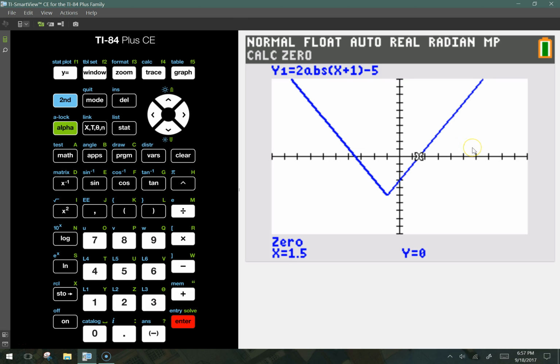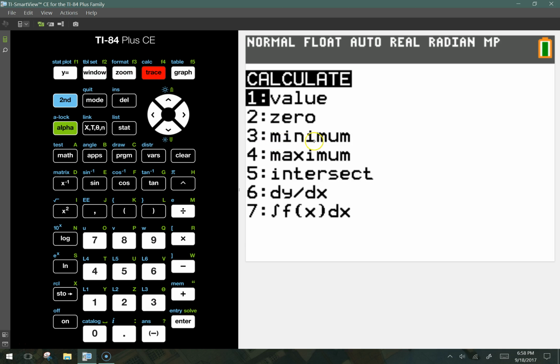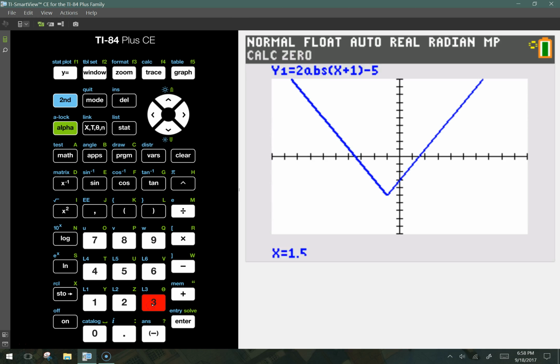Now the other feature that I want to look at very briefly here is the second trace feature to find mins and maxes, because this absolute value function has a relative minimum, or also an absolute minimum, down here at the turning point of the graph. So let's go to second trace and let's choose option 3 for minimums so that we can practice finding those minimums. You're going to notice here that the questions are the same.